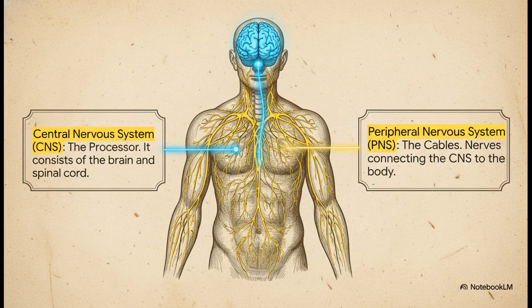And we can basically split this whole system into two main parts. First, you have the central nervous system, the CNS. Think of this as your computer's main processor. It's just your brain and your spinal cord. This is where all the thinking happens and all the big decisions are made. Then you have the peripheral nervous system, the PNS. That's all the other nerves, all the cables that branch out from the brain and spinal cord to connect to, well, everywhere else. They're the ones carrying the messages to and from the central processor.